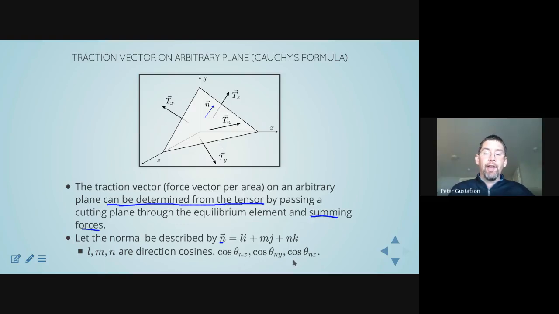Now, as a vector, if the magnitude of the normal vector is of length 1, then of course there's going to be some constraint on the magnitudes of L, M, and N. The sum of the squares of those magnitudes will have to be equal to 1. None of those individual magnitudes can exceed 1.